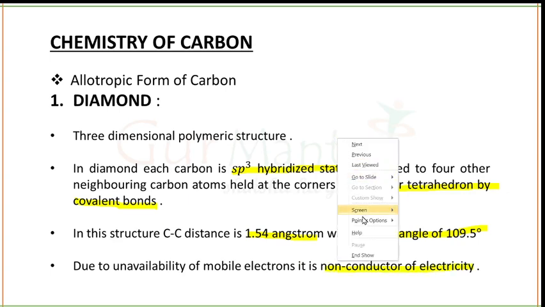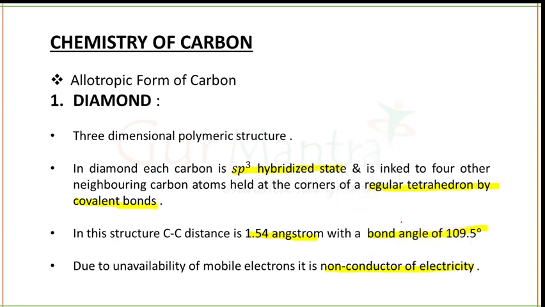And a very important point, the density of carbon. If you talk about the density of diamond, this is 3.51 gram per centimeter cube. This is all about the density. Now I hope you all are clear about the allotropic form of carbon, that is diamond.